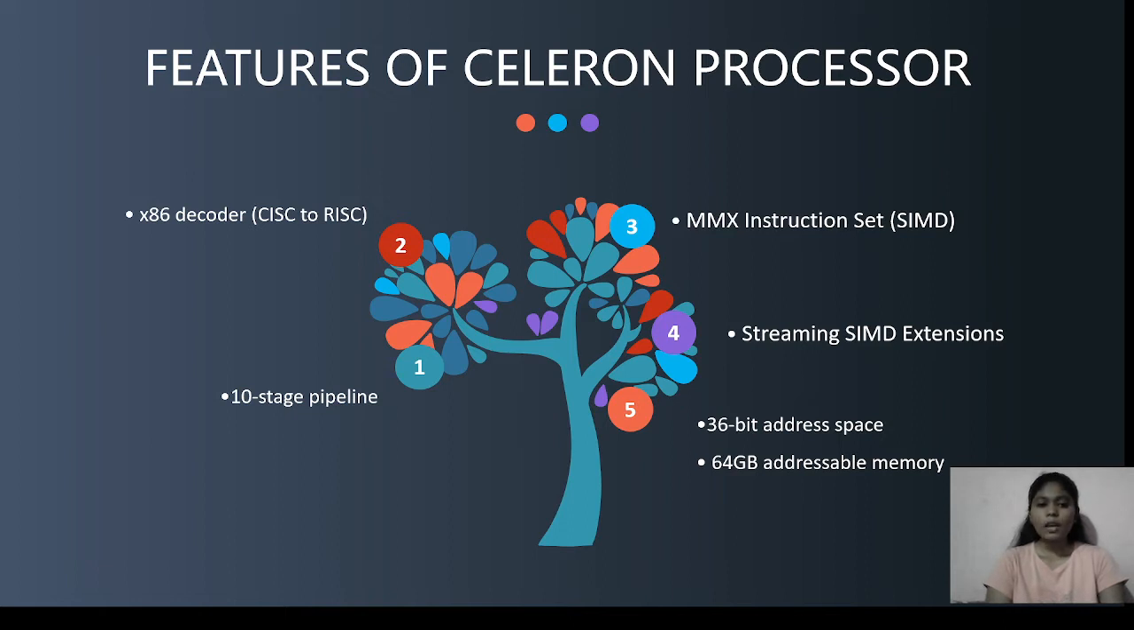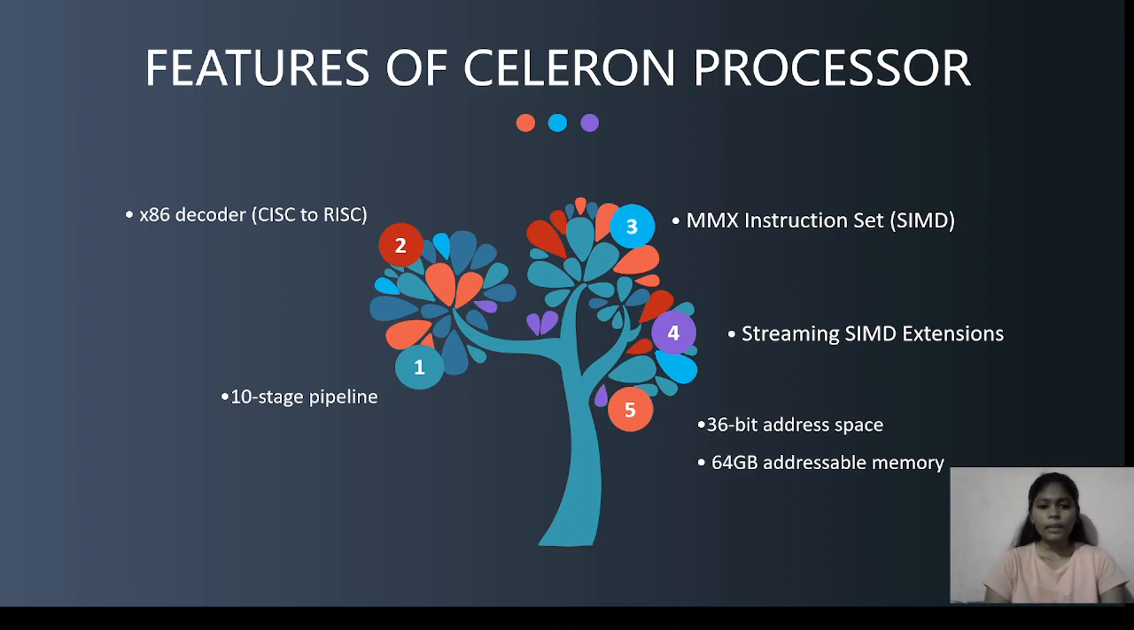Now, moving to the features of Celeron processor. First, Celeron has a 10 stage pipeline. Pipeline has two ends, input and output, and in between multiple instructions are performed. Pipeline performs multitasking. Multitasking means how many instructions are performed at one time. Celeron has a 10 stage pipeline, which means at a time Celeron performs 10 instructions. It is good.